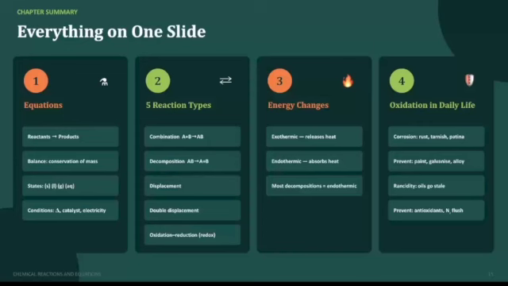So what all did we learn in today's topic? We have learned the entire chapter: how to write the chemical equation, then what are the different types of chemical reactions, then how the energy changes, and even corrosion and how to prevent it, rancidity and how to prevent it. Okay.